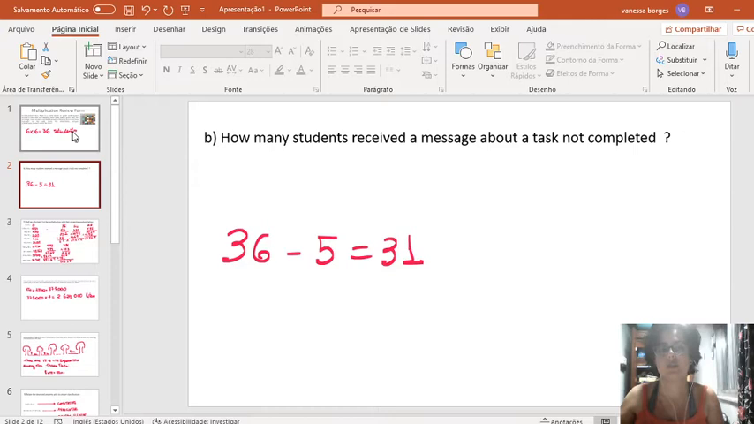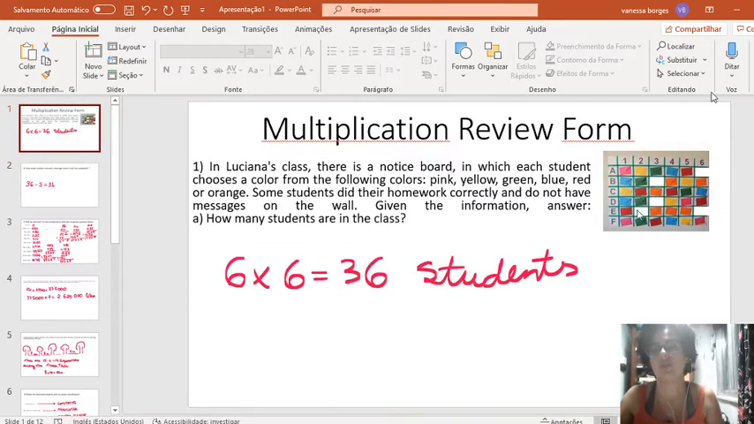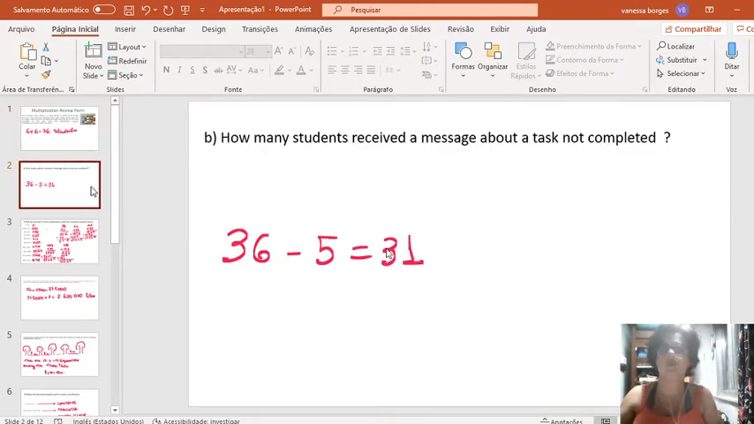So let's come back here. We have 36 students, but we have 5 without message on the board, okay? So I have to do 36 minus 5. So 31 students received the message, right?